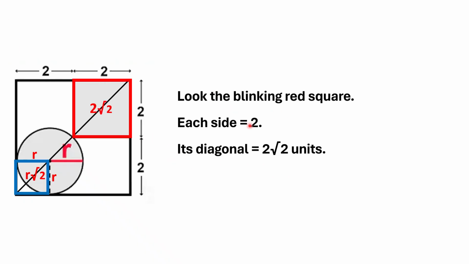Now look at the blinking red square. Each side of the square is given as 2 units. So the diagonal will be root 2 into side. So the diagonal of the blinking red square will be 2 root 2 units.